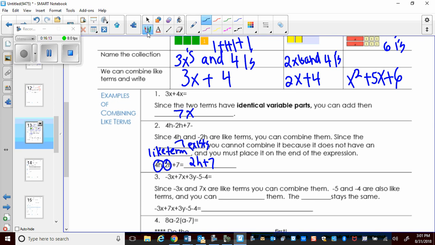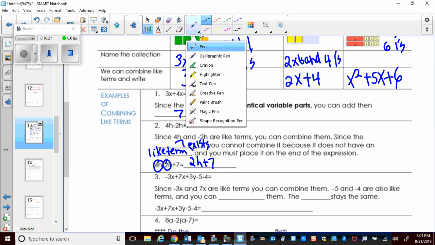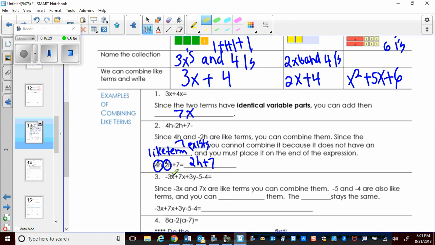So look at number 3. What two terms are like terms? Well, first of all, since negative 3x and 7x are like terms, you can combine them. So I'm going to highlight negative 3. These are like terms. Now, 3y does not have a like term, so I'm just going to make it green. However, negative 5 and negative 4 go together, so I can combine those two things.